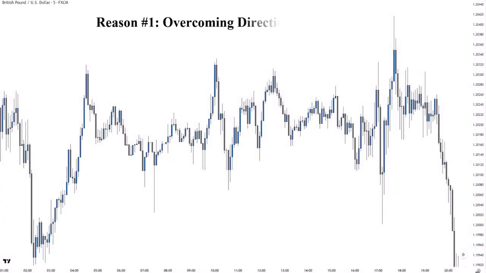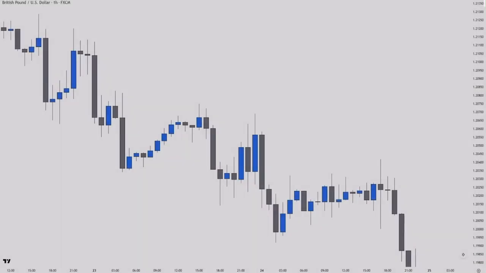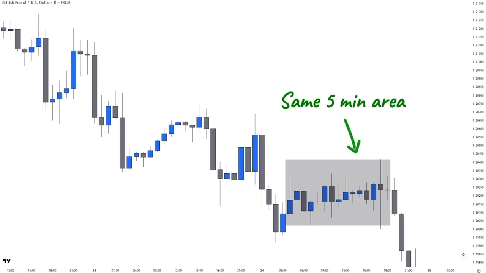Number 1. Overcoming directional confusion. Here on the pound-dollar 5 minutes chart, the market looks choppy without any visible direction. It continuously violates the structure levels to both up and down sides, confusing any trader trying to identify the direction. But if we zoom out to the 1 hour time frame, you can quickly identify the market trend and the bearish pressure. This area is the same area on the 5 minutes chart we were previously observing.